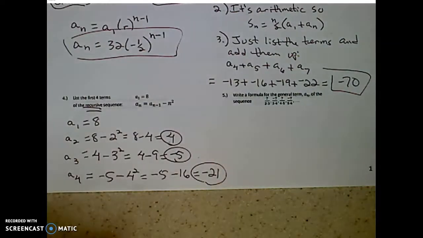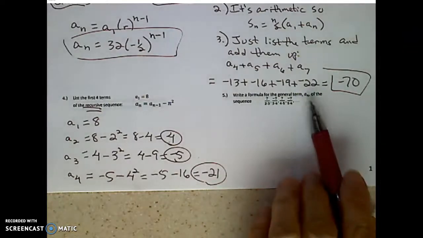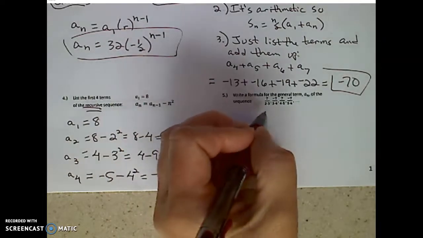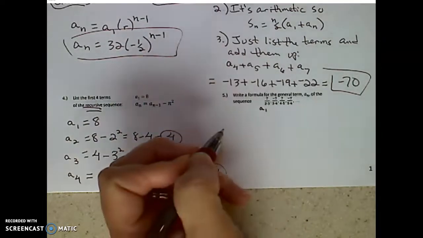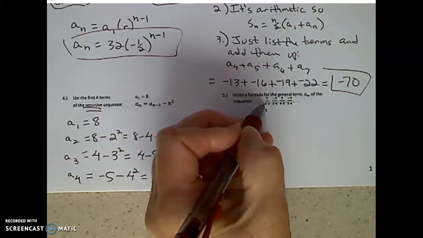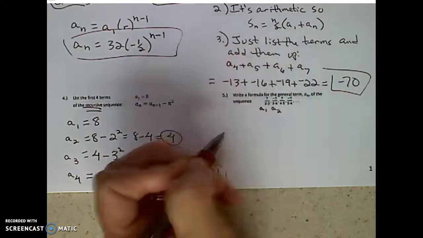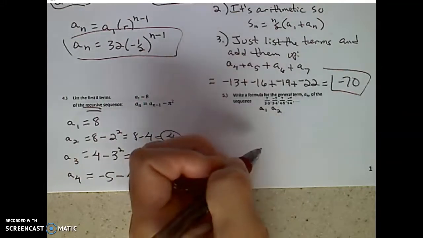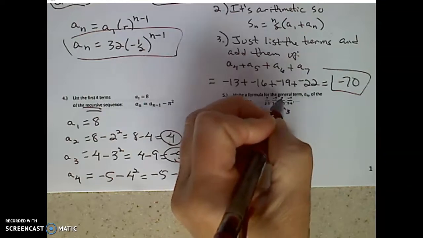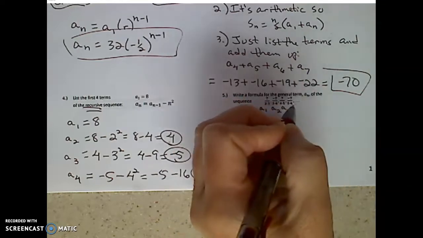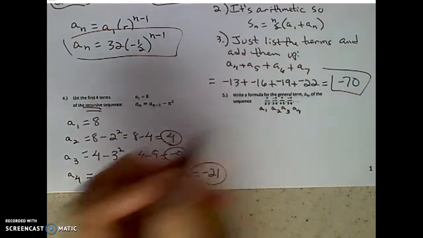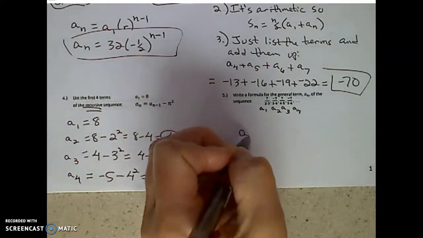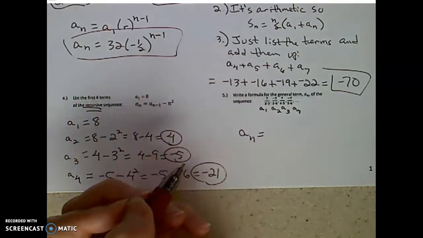Alrighty, number 5, write a formula for the general term a sub n of this sequence. Okay, so this one we have to look for some sort of pattern. So when I plug in 1, I get positive 7 over 2 times 3. When my input is 2, I get negative 7 over 3 times 4. When I input 3, my fraction is positive 7 over 4 times 5. When I input 4, I get negative 7 over 5 times 6. Here's my general term a sub n for that pattern.